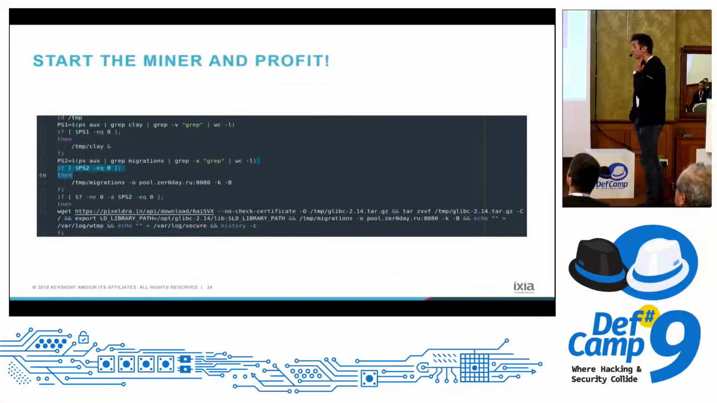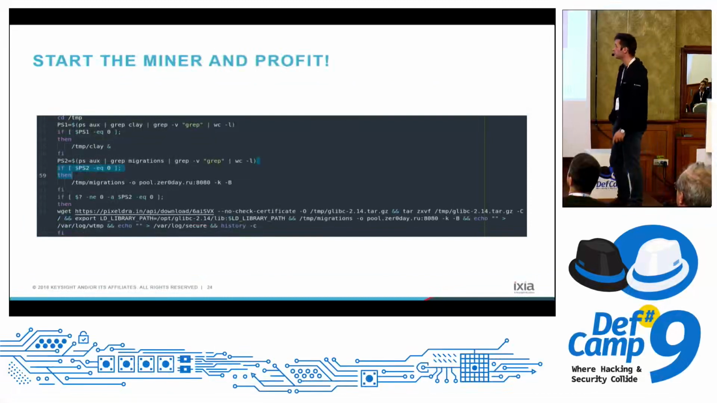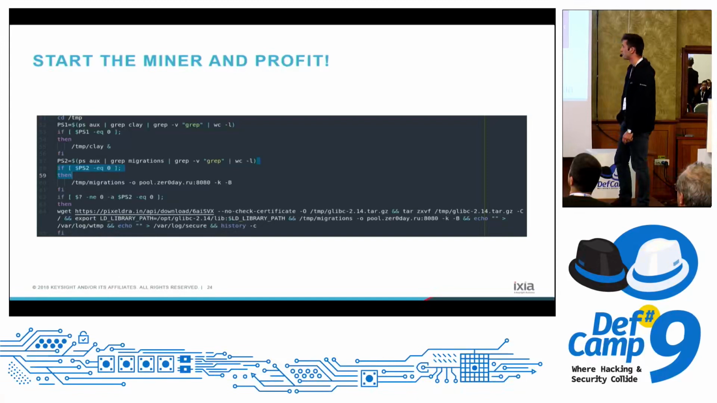As we expected, the files are executed: TMP client, TMP migrations. From this, we can infer that migrations is actually the coin miner, but we still have to see what is with the other file. Of course, he is checking whether the process is starting, and if it's not, it's probably a missing library, so he solves that by downloading it and running it with the client miner.